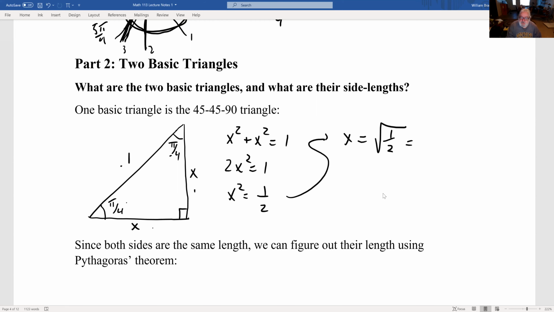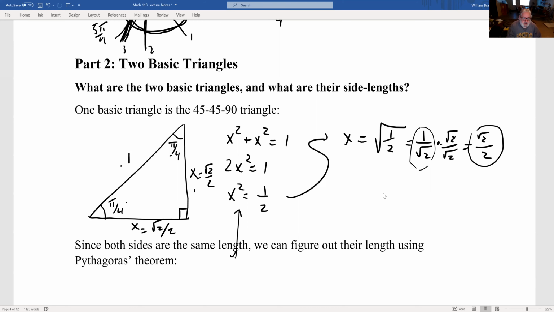So this is the square root of 1, which is 1, over the square root of 2, so it's 1 over square root of 2. Often we like to write this with no square roots in the denominator. 1 times square root of 2 is square root of 2. Square root of 2 times square root of 2 is 2. So either this or this is acceptable for the side lengths. Square root of 2 over 2, x equals square root of 2 over 2. Oh, I guess I was supposed to have done this calculation down here, but that's okay.